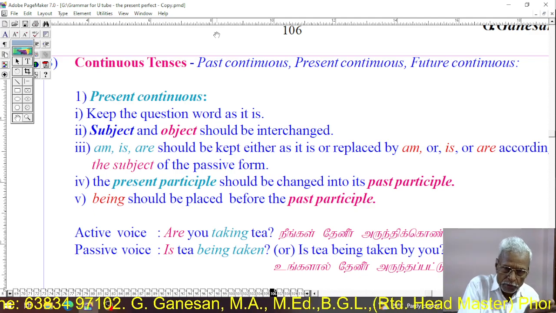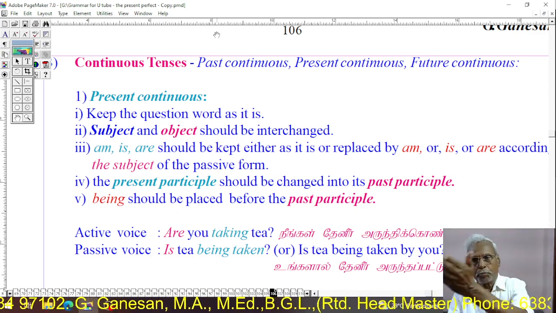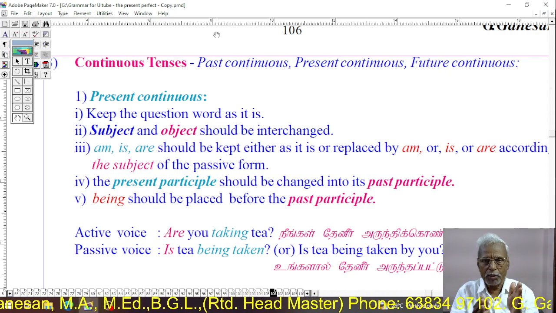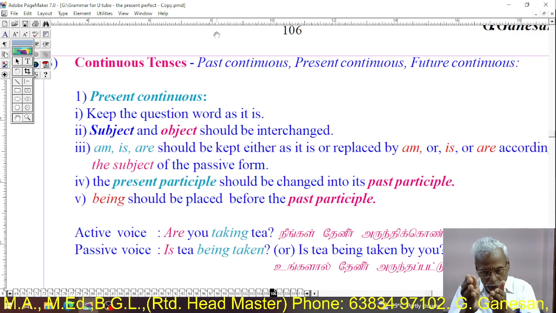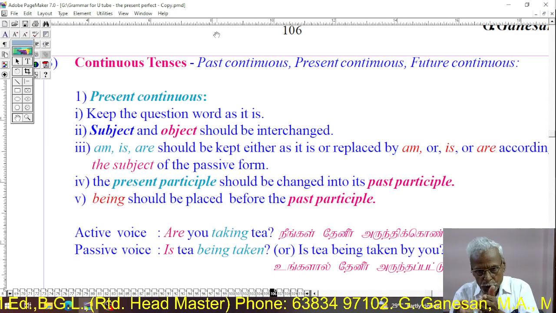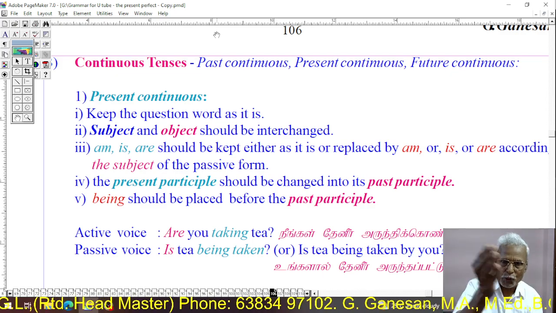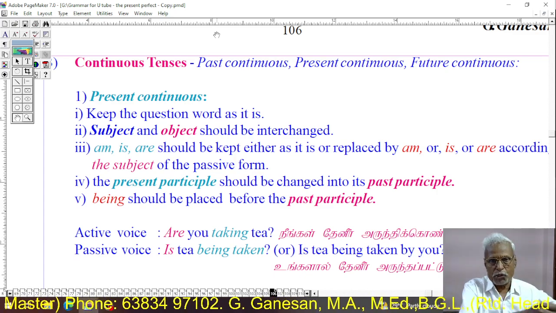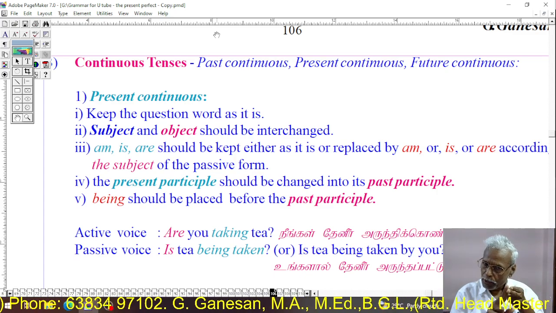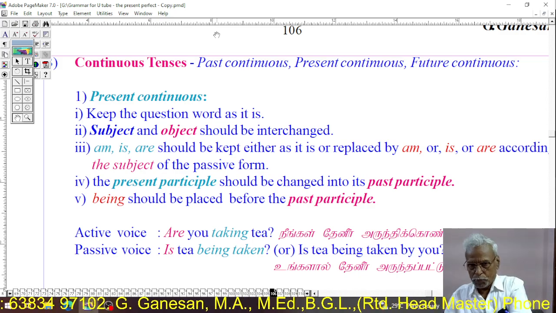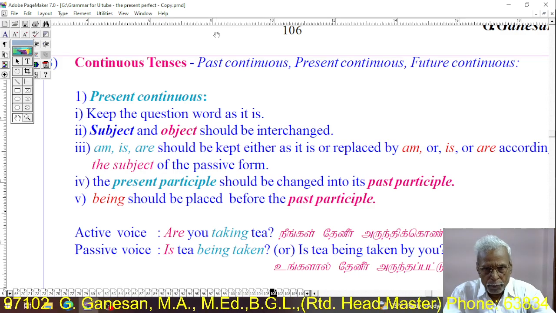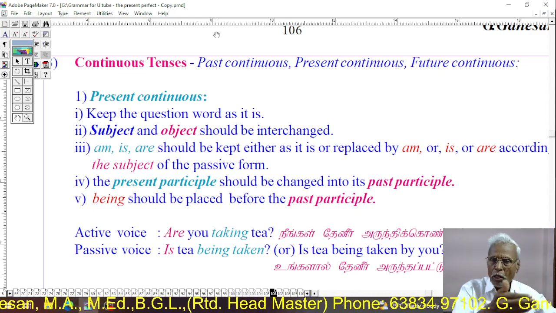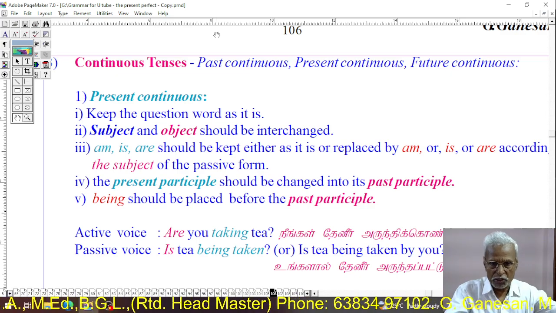When we change it from active question into passive question, am, is, or are should be used according to the subject of the passive form. Then the present participle should be converted into its past participle, and being should be placed before that past participle. That's all.